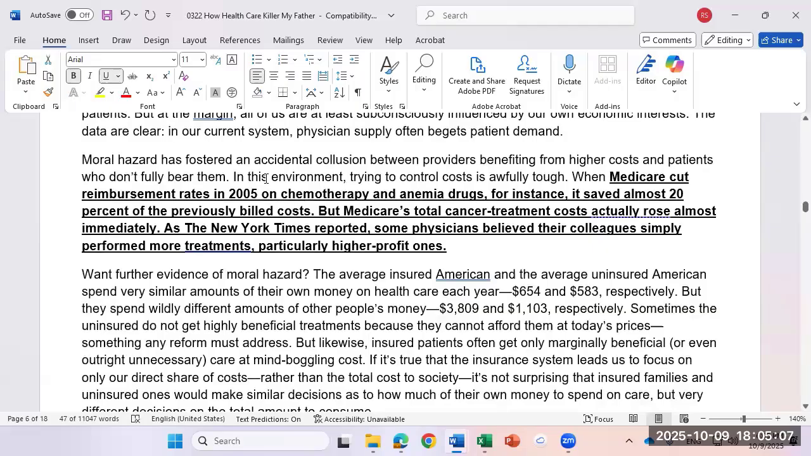Medicare cut. So what if Medicare says, you know what? We're going to cut our reimbursement rate. That's how we'll save costs. Does that save money? Well, look at this. Medicare cut reimbursement rates on chemotherapy. It saved 20%, but Medicare costs actually rose. Why? Some physicians believe their colleagues simply perform more treatments, especially their higher profit ones. Again, the doctors can control the demand because they're the ones that order.